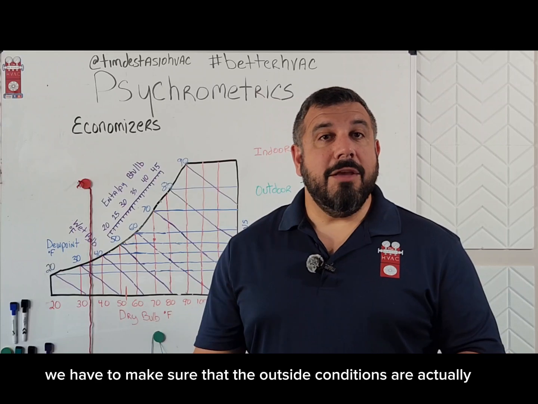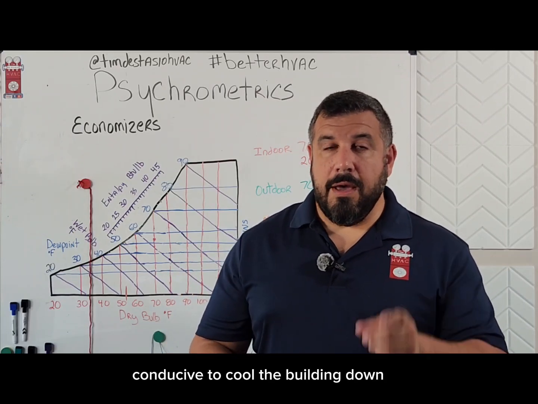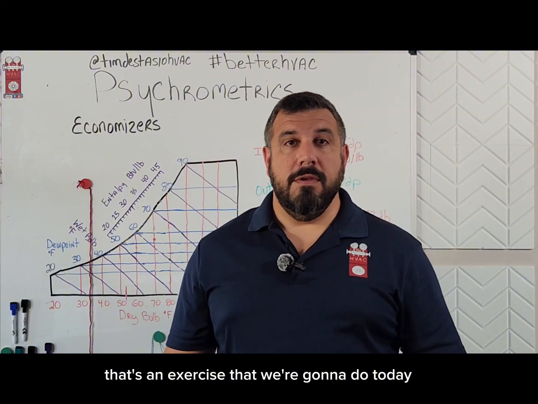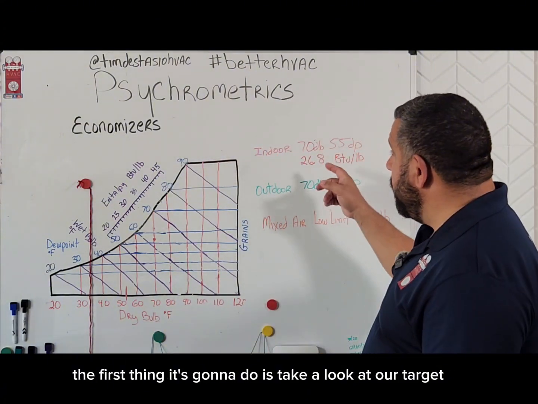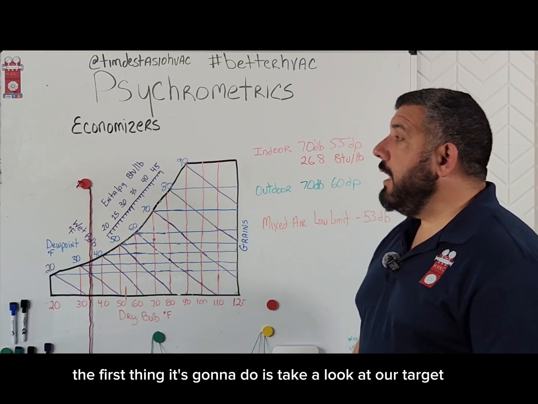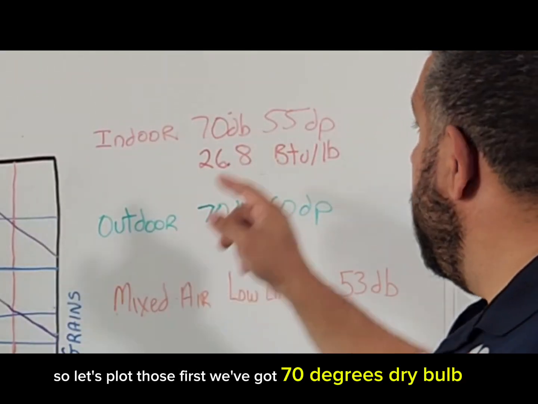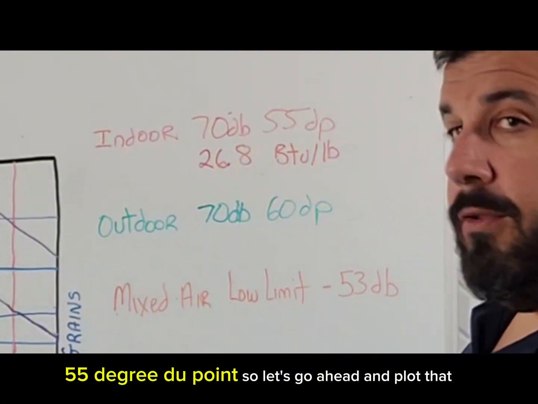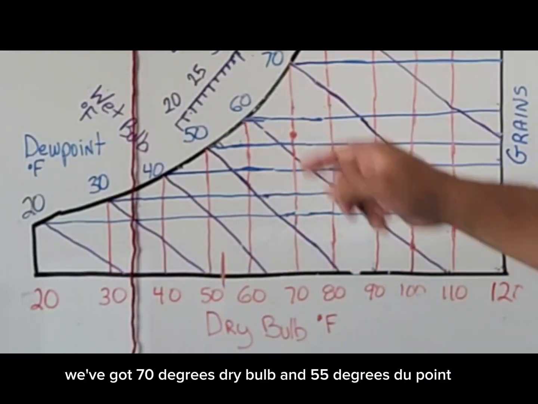But we have to make sure that the outside conditions are actually conducive to cooling the building down. That's an exercise that we're going to do today. So an economizer is going to take a look at a few conditions. The first thing it's going to do is take a look at our target indoor conditions. So let's plot those first. We've got 70 degrees dry bulb, 55 degree dew point. So let's go ahead and plot that.